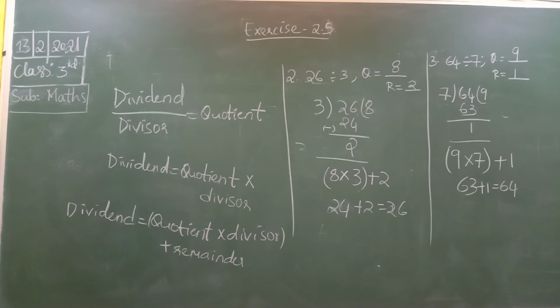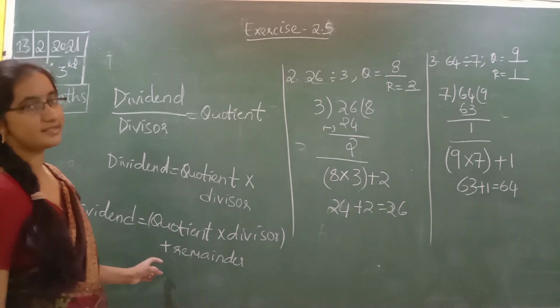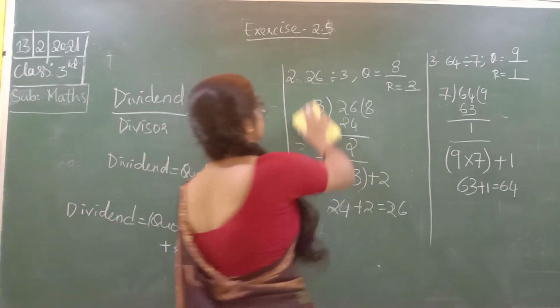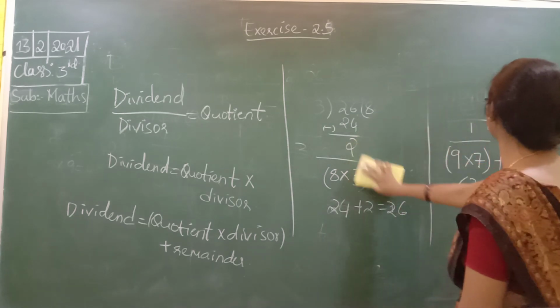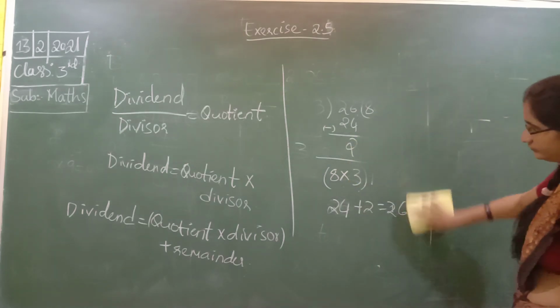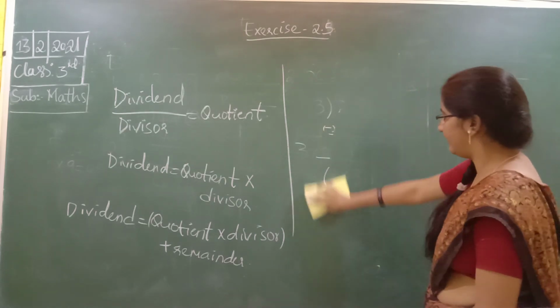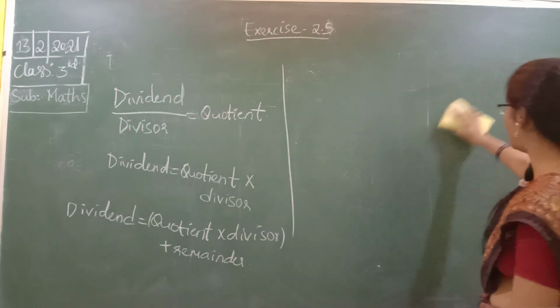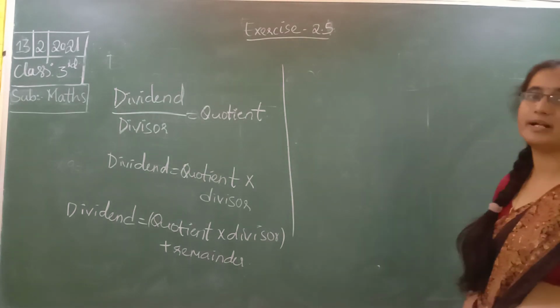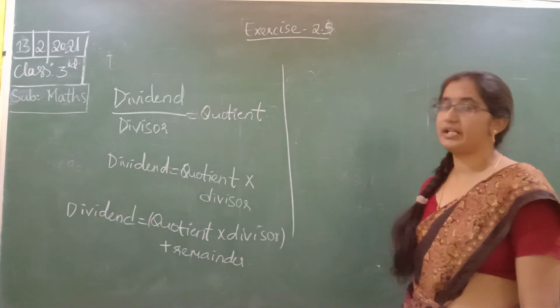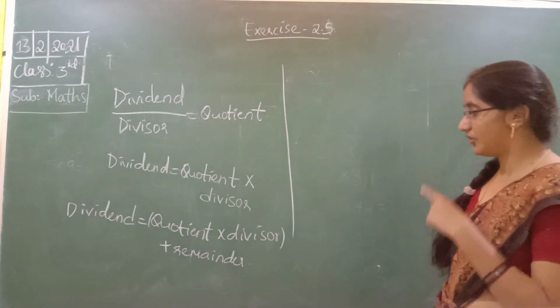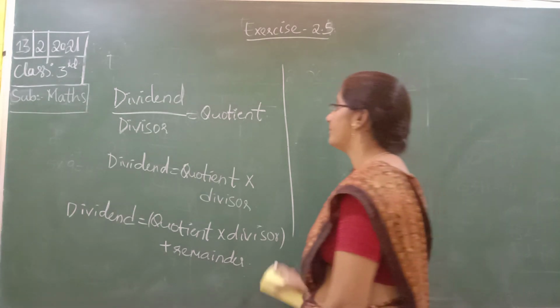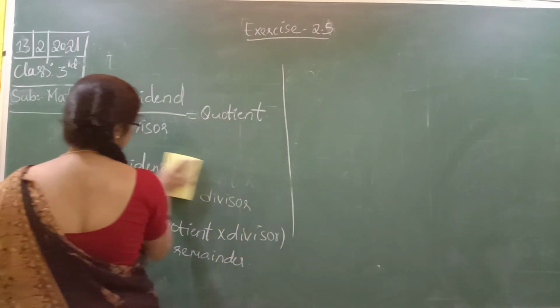This one you have to remember, because in further chapters and exercises we are going to discuss this only. Please remember this formula: dividend equals quotient into divisor plus remainder.